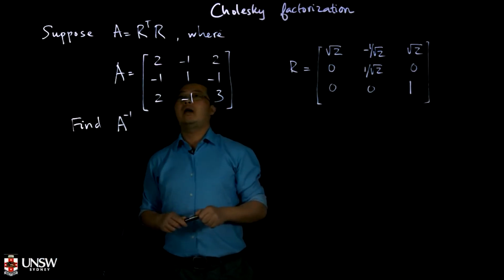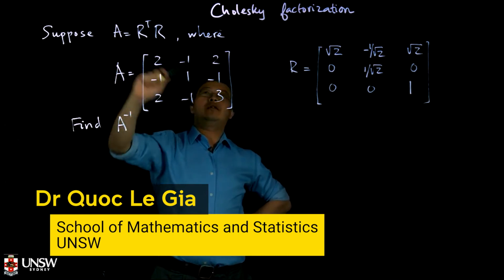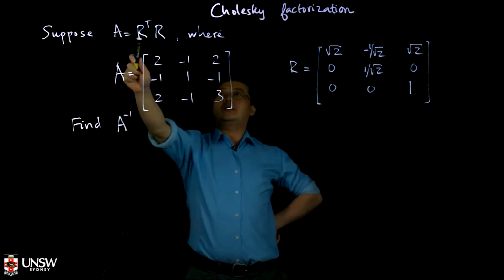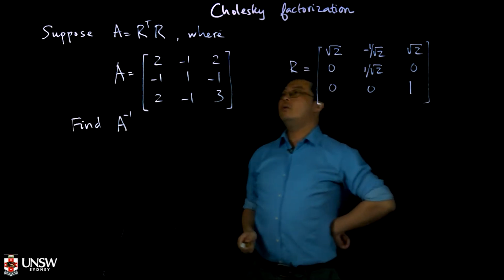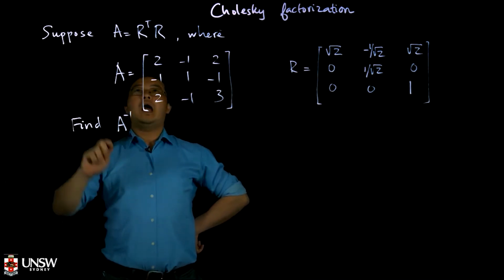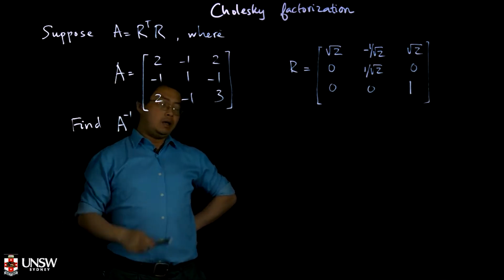Okay, now suppose we have a matrix A, a 3 by 3 matrix, and we know the Cholesky factorization A equals R transpose R, and R is given by this matrix. And now the question is, how do we make use of the Cholesky factorization to find A inverse?